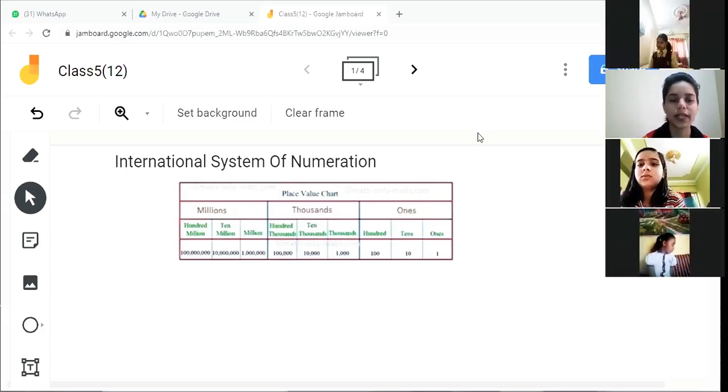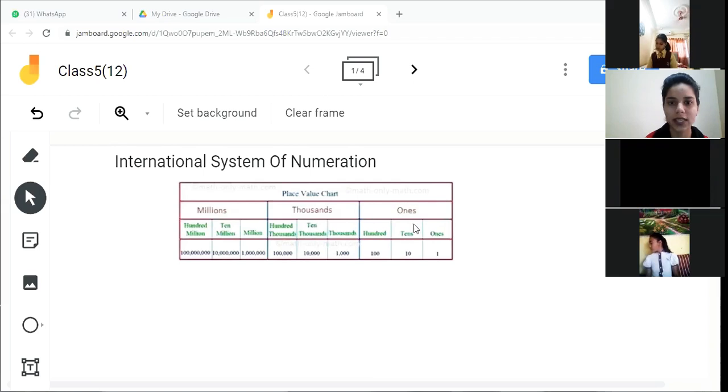Yes, good morning, students. So in today's class, we'll study the International System of Numeration. International System of Numeration means that according to the international system, we will write our numbers in the form of words. Okay. So here is a place value chart you can see.